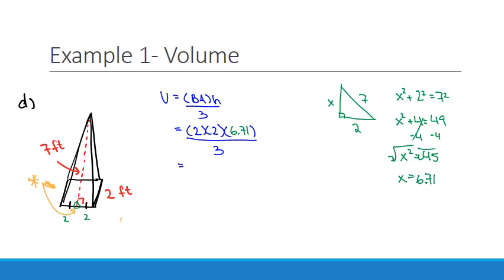So 2 times 2 times that 6.71 gives me 26.84. Divide that by 3. I'm going to answer to the nearest tenths again, everybody. I would get 8.9. And that would be cubic feet.